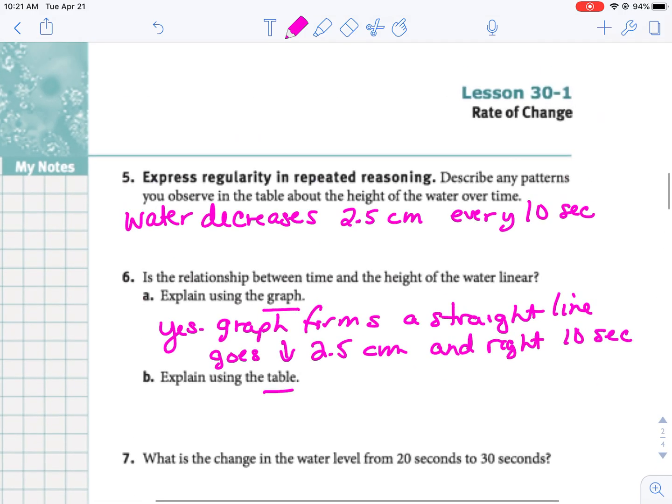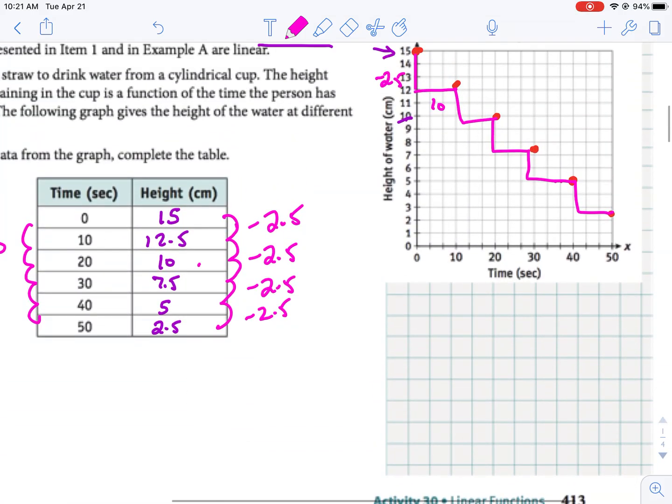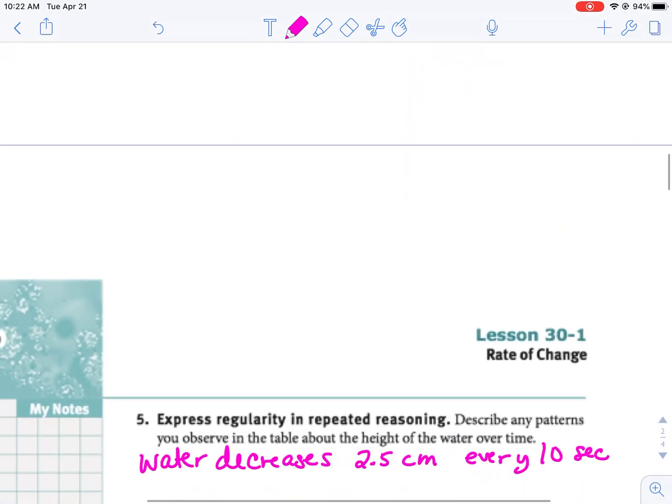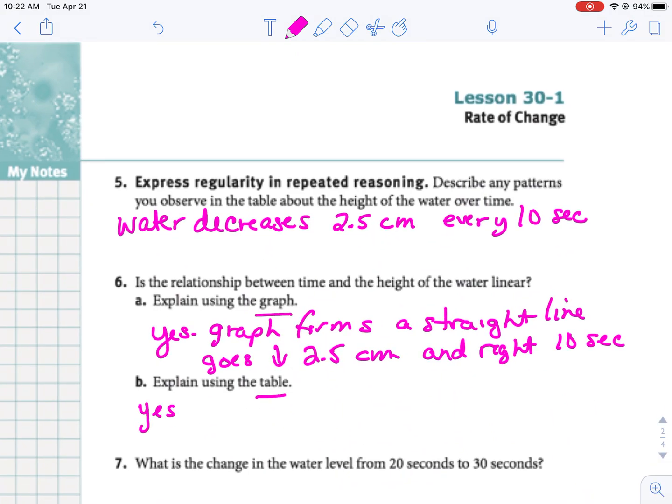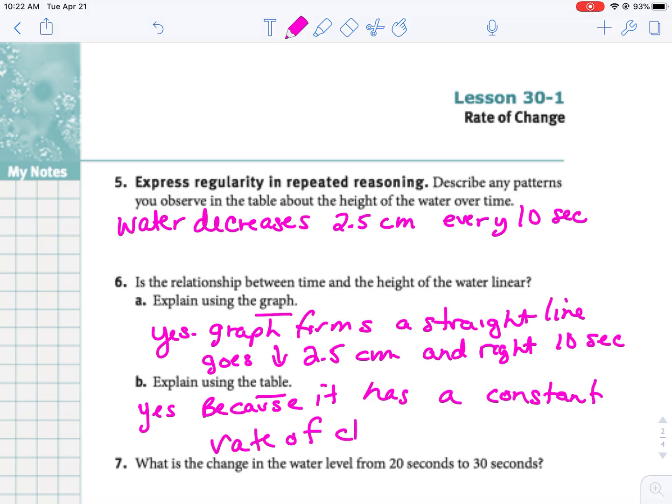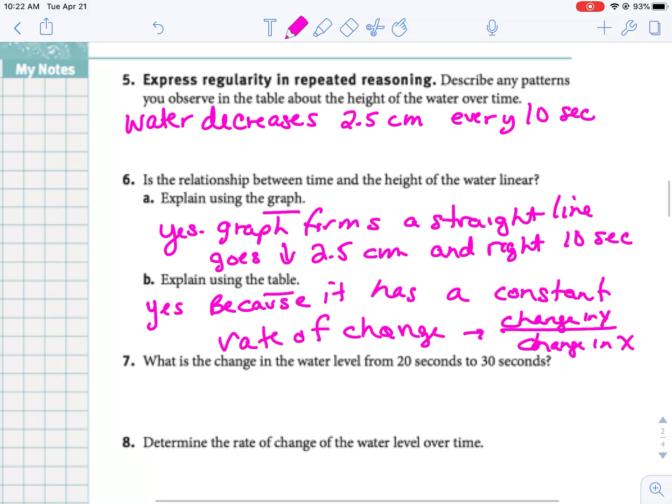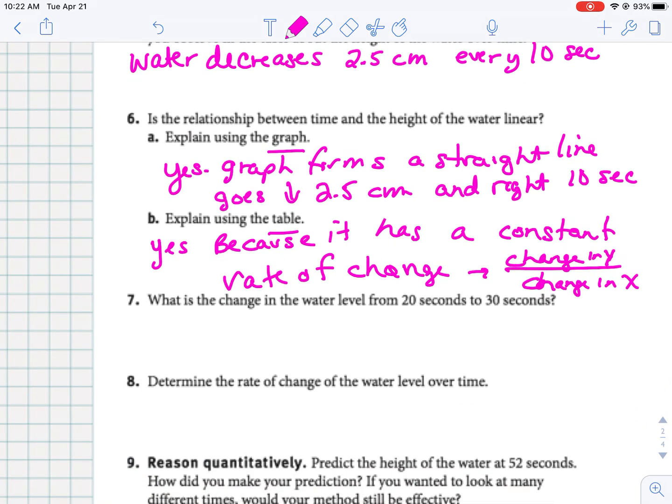Okay, using the table, which we already talked about a few seconds ago, if you take a look at it, these are all going down 2.5. These are all going up 10. So we could say yes, because it has, and one of the words we use a lot, a constant rate of change. Okay, so the rate of change, remember, is the change in y over the change in x. And again, that should be on your word wall from when we were still back in school.